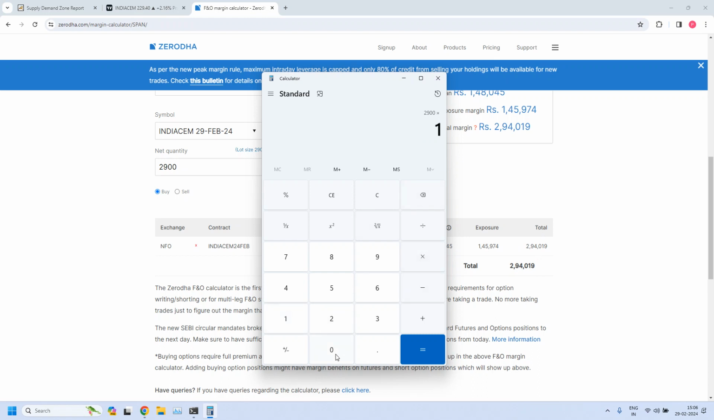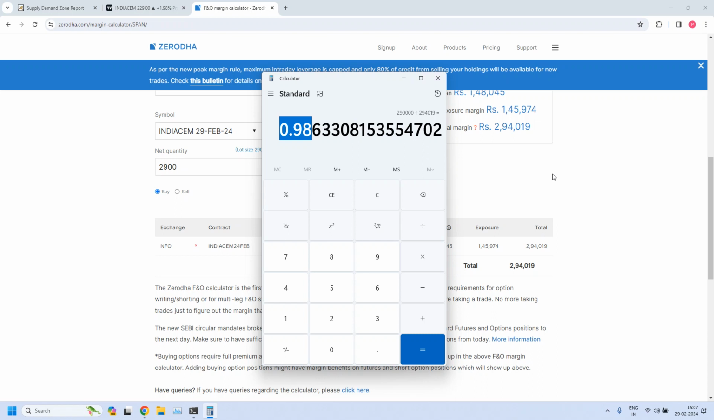2,900 into 100 divided by 2,94,019. This is your loss. 0.98% could be your loss on the investment. If analysis goes against you, definitely we can bear the risk up to 2%. But this is only a little less than 1%, or you can say close to 1%. So 1% risk we will easily bear from our capital.